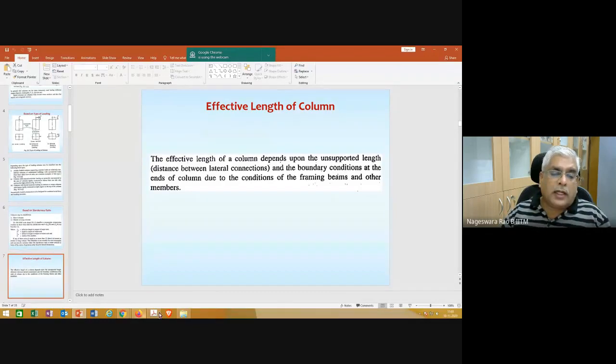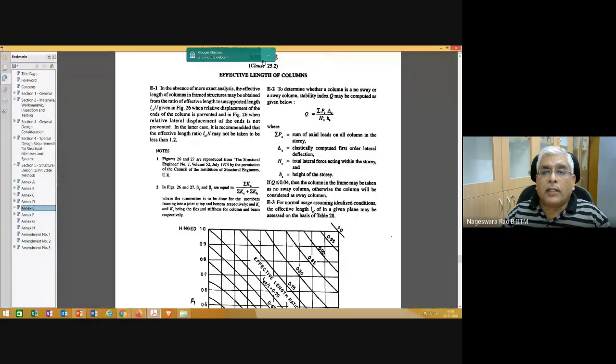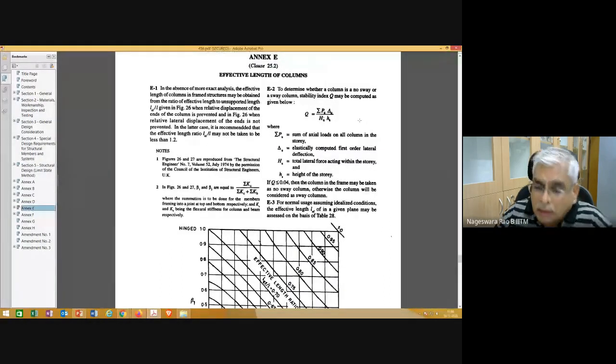Please note the table and figure in Annexure E, effective lengths of columns. How to take effective lengths of columns, that information is given. Please note that this effective length is going to depend on whether the column is sway type or no sway type, whether the two ends of the column are going to have lateral displacements. You can see here whatever I just mentioned.